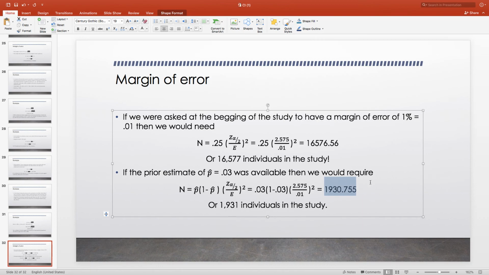That is also quite expensive and time consuming to track all these individuals, to pay all these individuals or compensate them. And it can be quite prohibitive and difficult because individuals are allowed, due to ethical issues, to drop out of a study at any time. Okay. But in theory, we would need 1,931 individuals in this study.